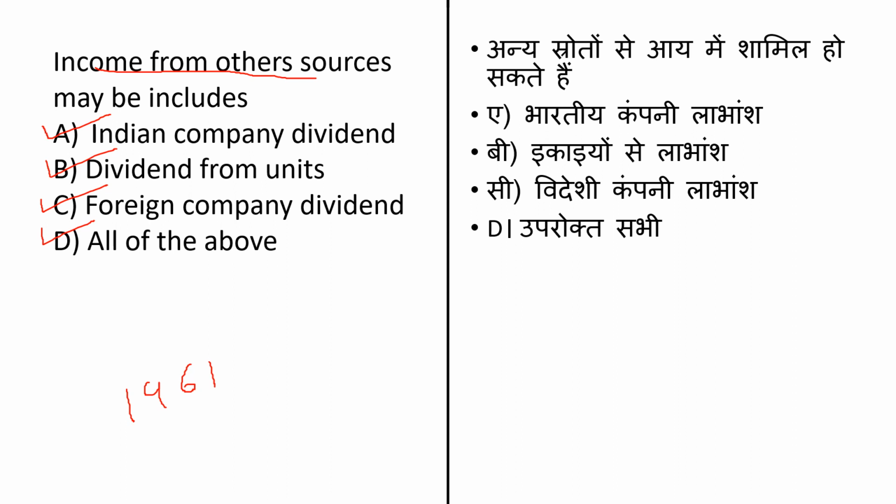The first option is Indian company dividend. A non-resident person generally holds shares of an Indian company as an investment, and therefore any income derived by way of dividend is taxable under the head other sources, except where such income is attributed to the permanent establishment of such a non-resident in India.